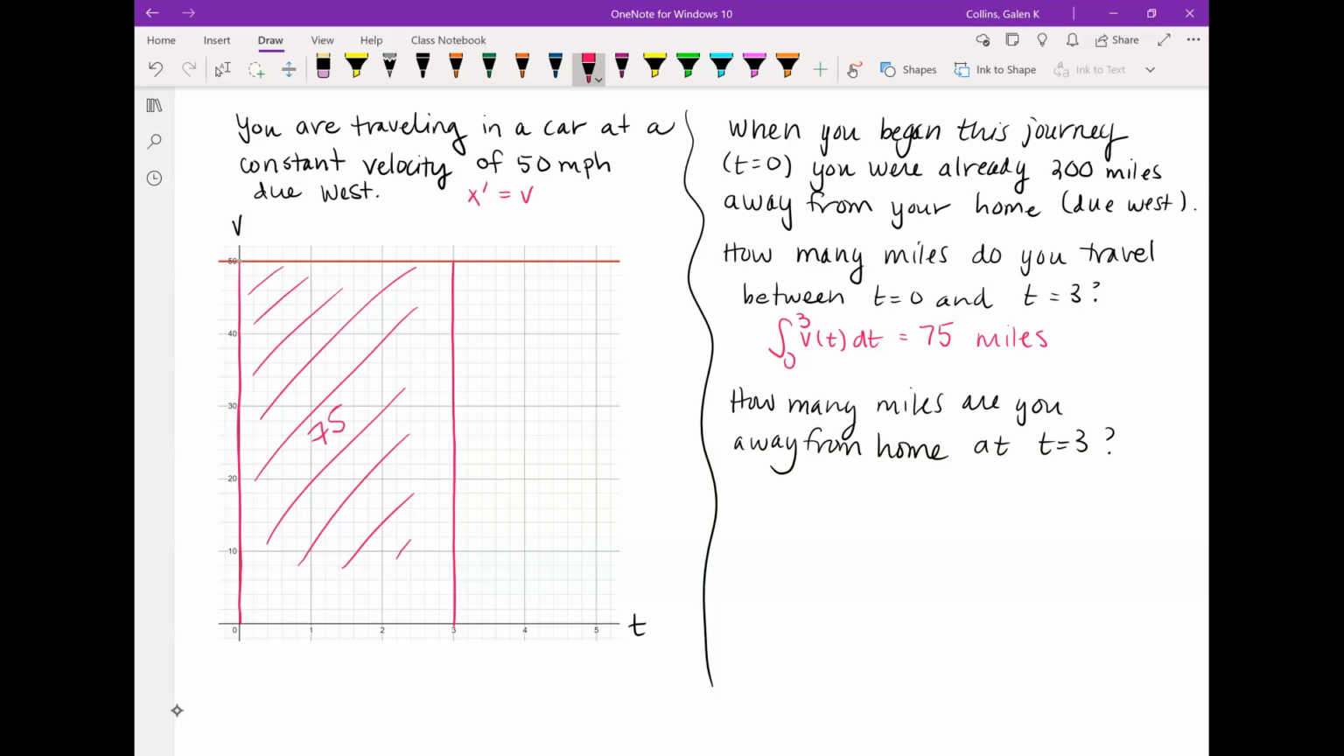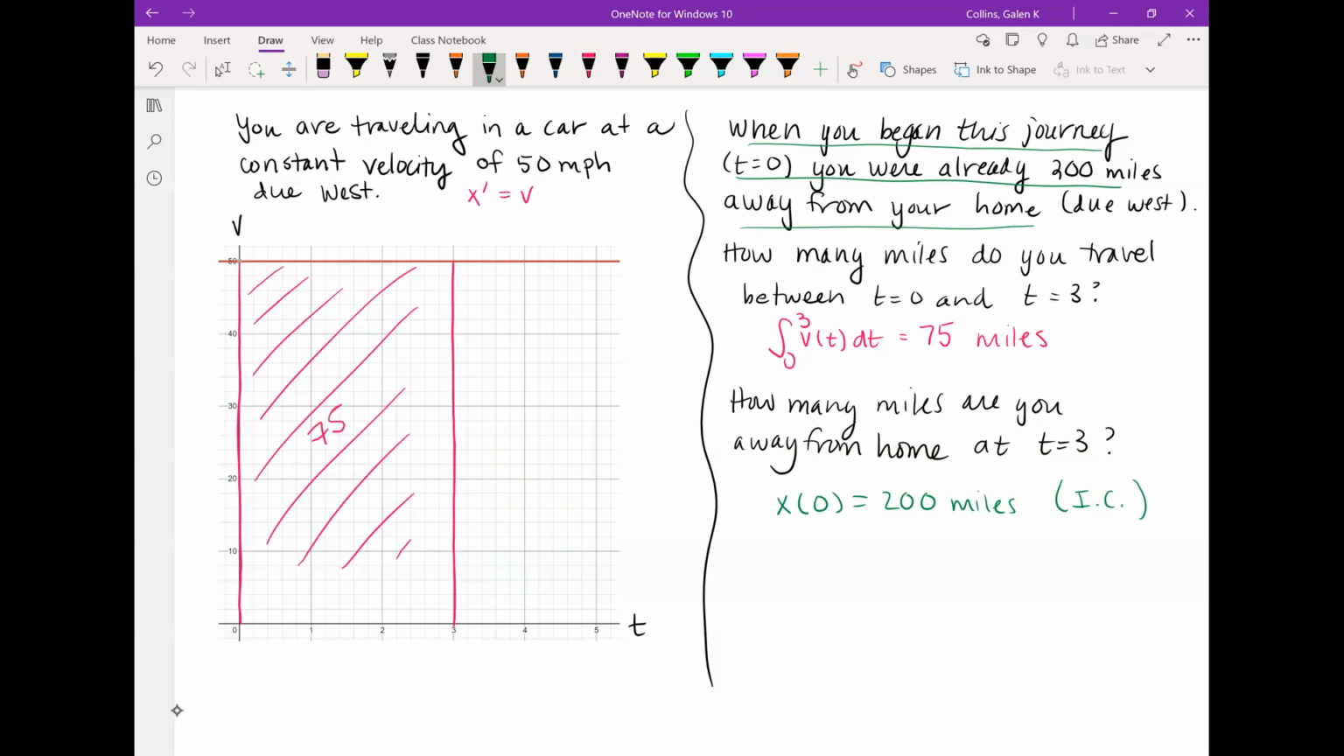So the second question, and this is what really gets at the fundamental theorem of calculus. How many miles are you away from home at t equals 3? Well, remember, we were told that when you began this journey, you were already 200 miles away from home. So if we're using x to represent position, we know x of 0 equals 200 miles. And we might call that an initial condition.